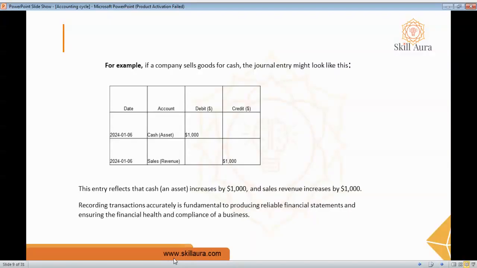Here in the debit column you'll add the cash account to record the increase in revenue, and credit the sale account to show the increase in income. So here the transaction increases both cash and sales. It shows the company has earned 500 rupees in revenue for the sale. This is how the journal entries are posted.